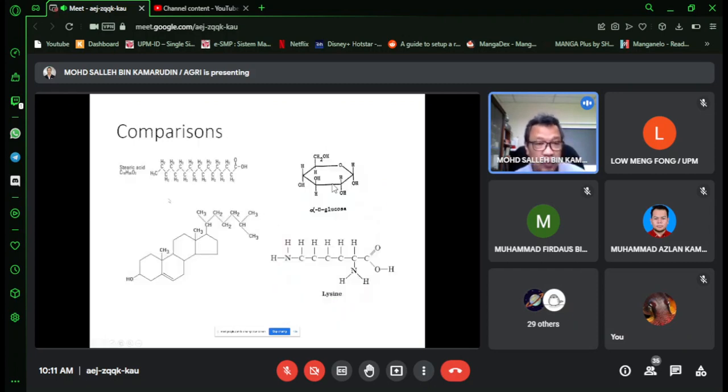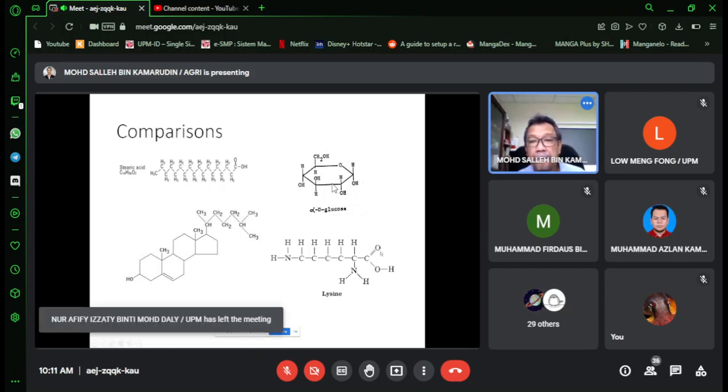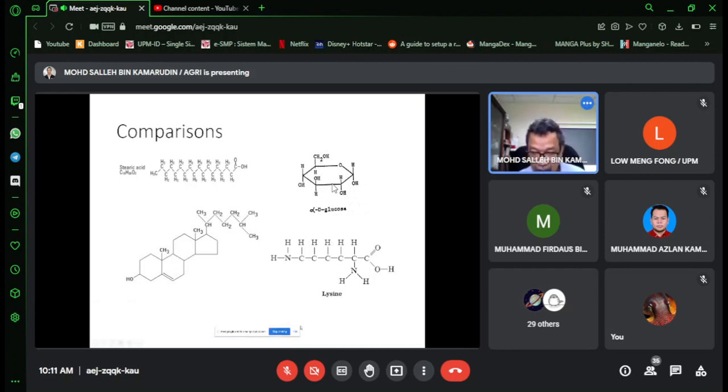Right, comparison. Some of these stearic acid, part of it, fatty acid, compared to glucose, structure dia ada berbeza. There are some yang ada aromatic juga ya. Okay, and then lysine, amino acid, structure dia agak berlain ya, walaupun sama di sini. Di sini pun sama, COOH. Sini COOH juga ada. Kalau in carbohydrate, there are a lot of oxygen there.